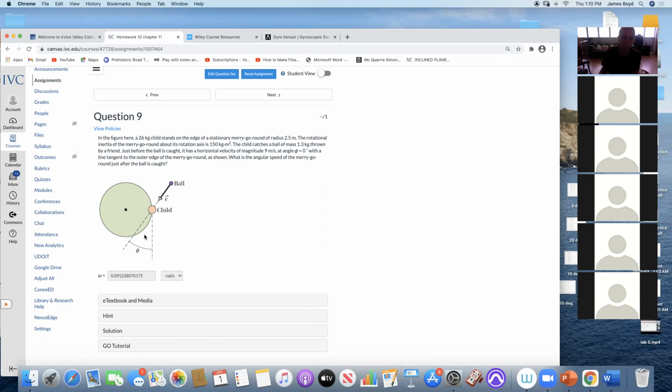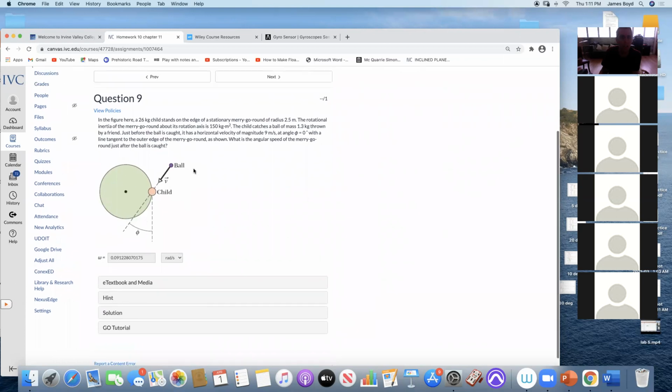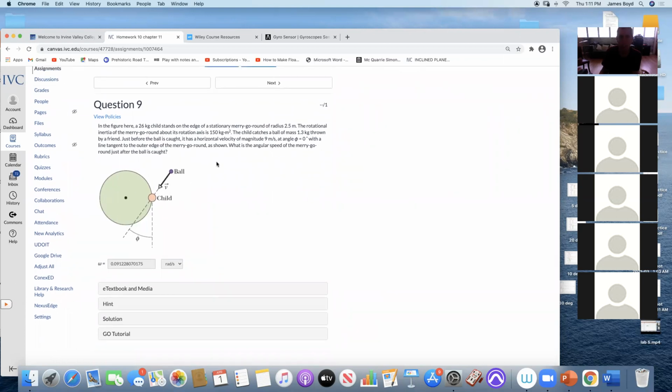So the child, just before the ball is caught, the horizontal velocity is 9 with the line tangent. Yeah, so initially the angular momentum is just the ball, m of the ball, v of the ball, r to the child from the axis. And then afterwards, they want to know how fast the child's rotating. But remember that now afterwards, the child and the ball together are I, plus the merry-go-round's I, times omega final. Not too tough.